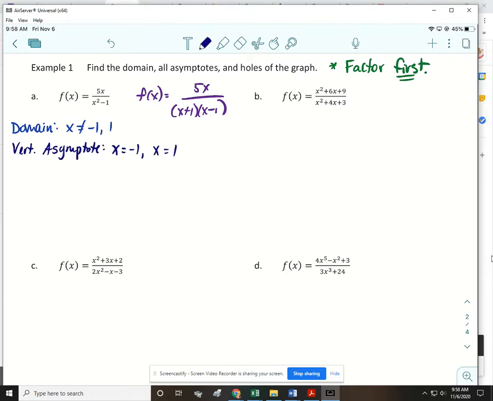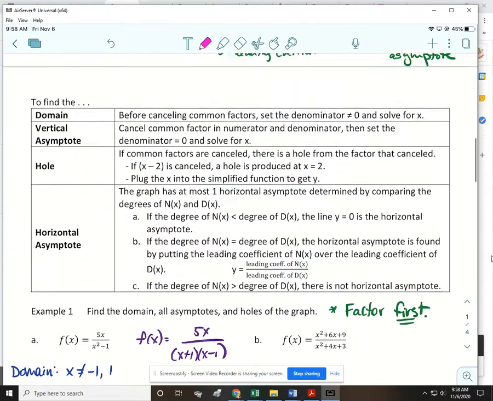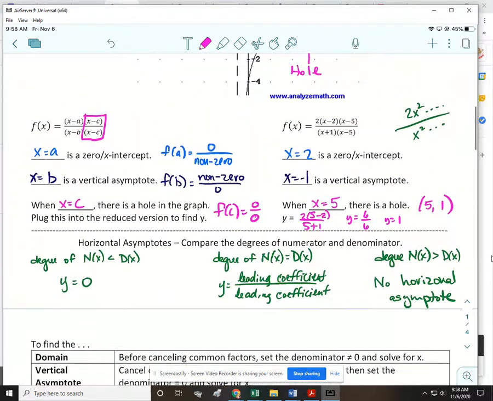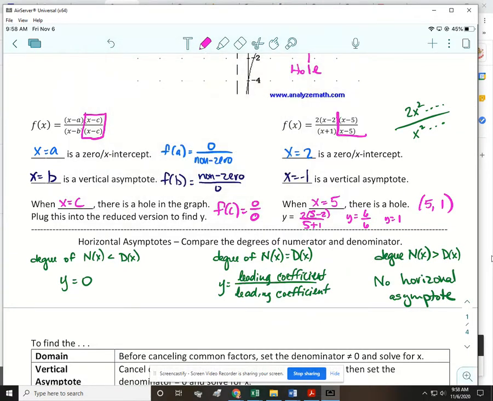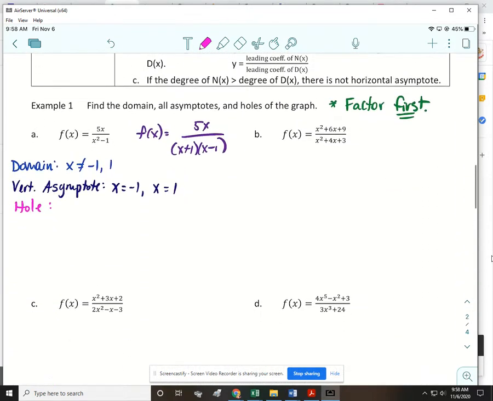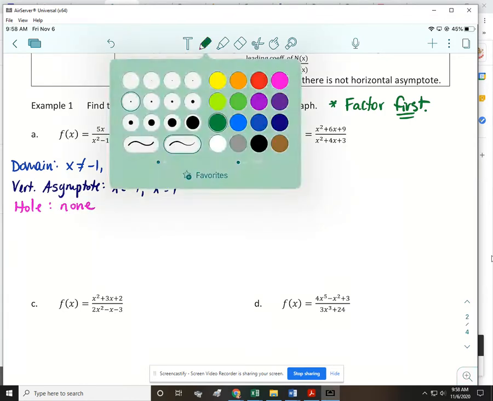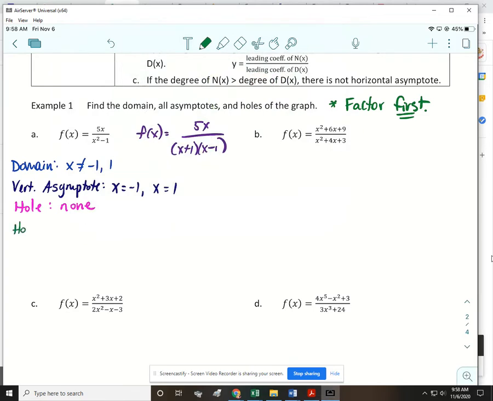All right, now let's talk about the hole in the graph. The hole is created when you have 0 over 0, or you have a situation where you have factors in common in the numerator and in the denominator. We don't have that here, so that's okay. It just means there's no hole, and that happens often. So don't get nervous if you have several with no holes.